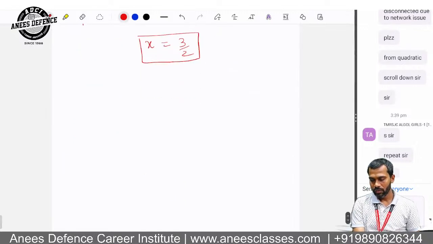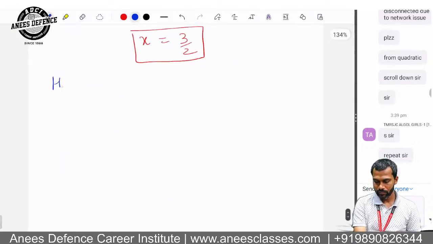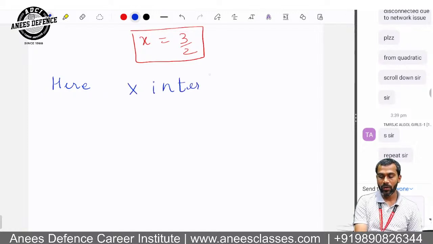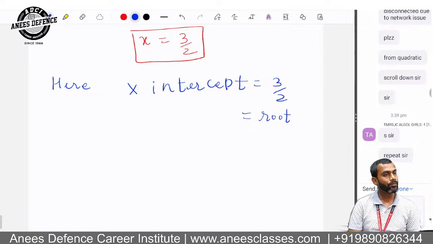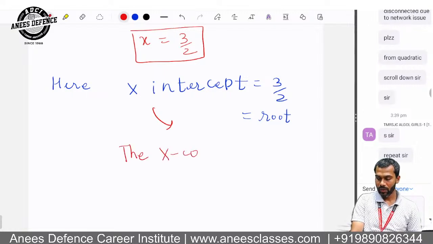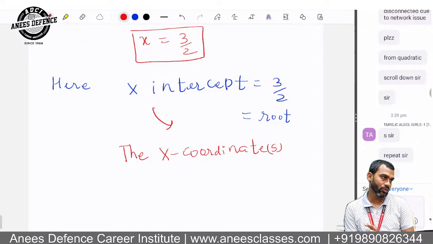So now give the heading here. The x-intercept is equal to 3 by 2, which is nothing but the root of the equation. And what is the x-intercept? Just note it down. The x-intercept is the x-coordinate. There can be many x-intercepts. It totally depends upon the degree of the polynomial equation.